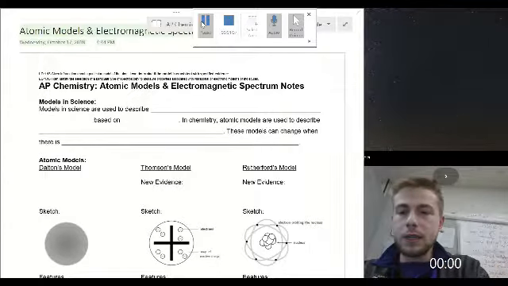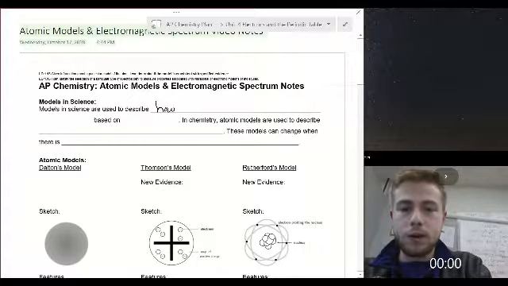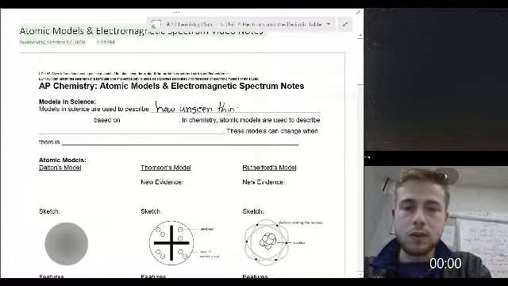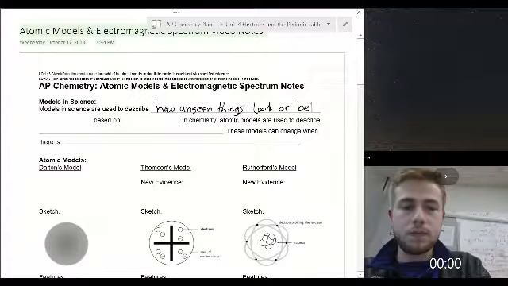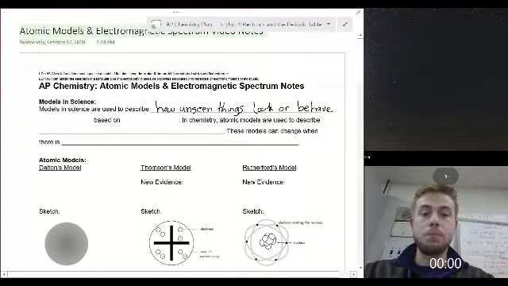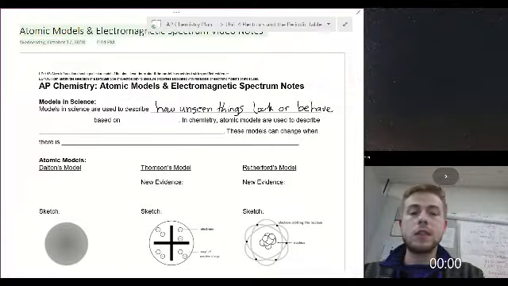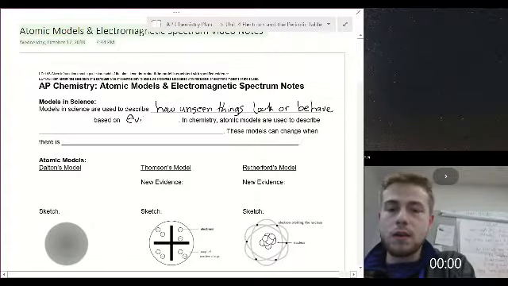So we're going to write: models in science are used to describe how unseen things look or behave. And again, we can't see them, so it's our best guess based on evidence. So it's how unseen things look or behave based on evidence.